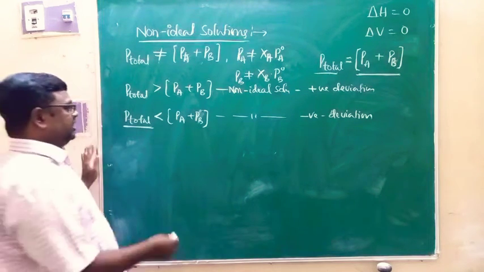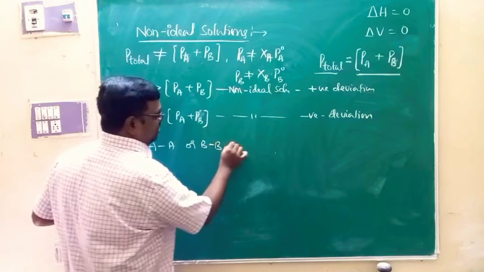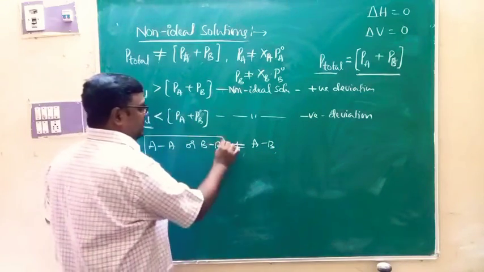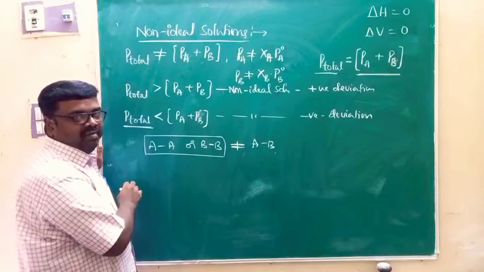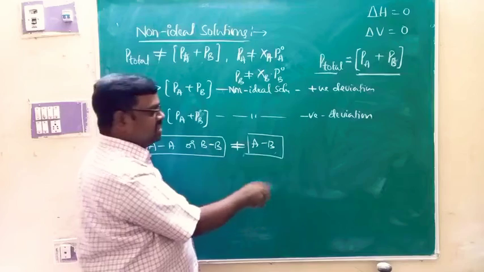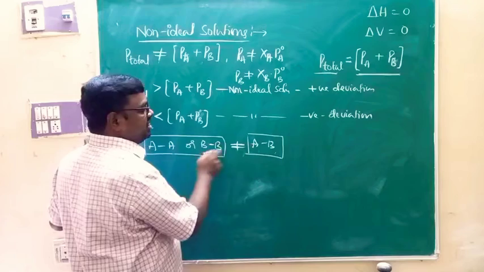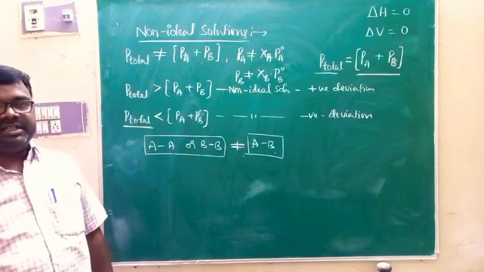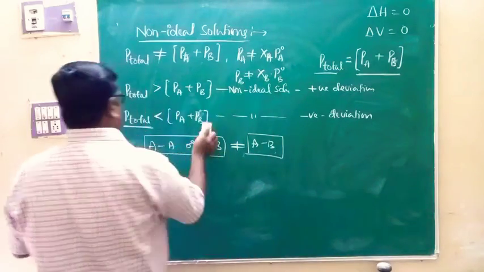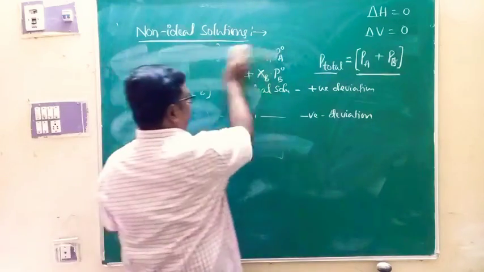And of course, in the case of non-ideal solutions, A to A interactions or B to B interactions are not equal to AB interactions. These are the interactions among the molecules of pure components, and this is the interaction between A and B in the solution. If these two interactions are different, that solution is called a non-ideal solution. So we'll see what the differences are between non-ideal solutions with positive deviation and non-ideal solutions with negative deviation. We'll see one by one.